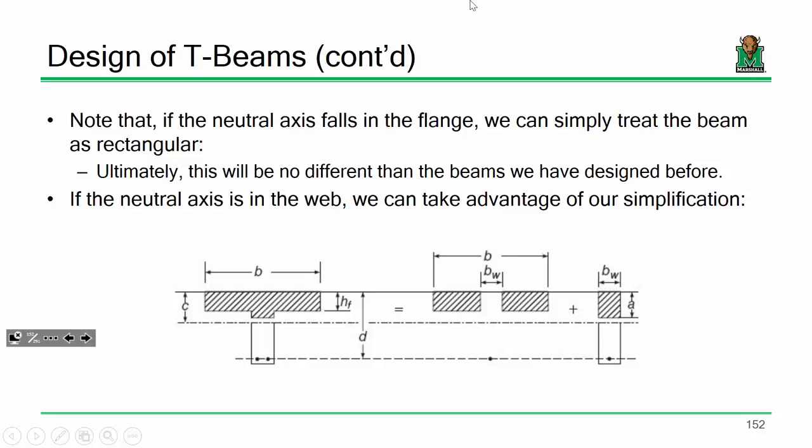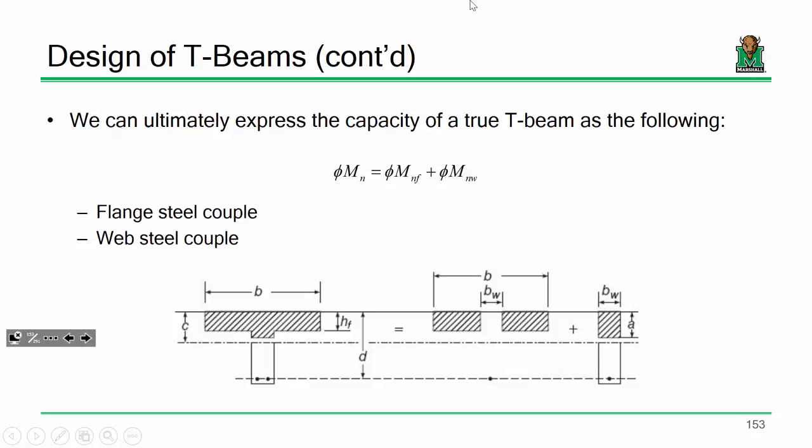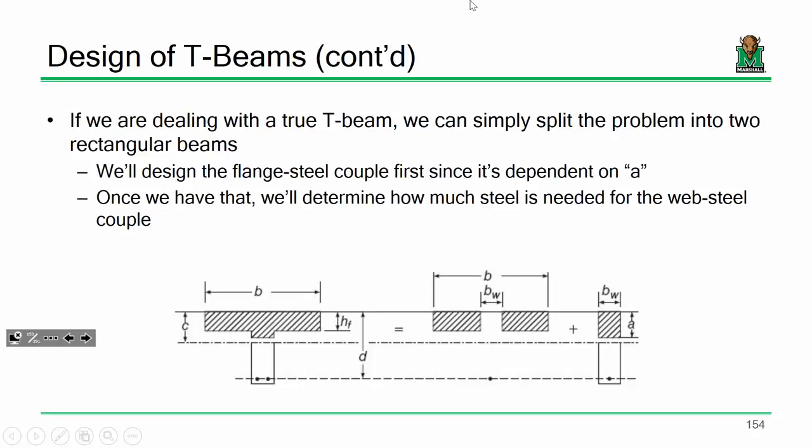Everybody good? Okay. Now, I propose, just keep it simple, that the moment capacity of a true T-beam is the moment capacity of the flange couple and the moment capacity of the web couple added up. Sound good? Now, notice how I got a phi value on each of those: phi Mn, phi Mnf, phi Mnw. Everybody okay with that? Another thing I'm going to do, like I said before, is start off with the flange couple and then go back and back calculate what's going to go on the web couple. And the big reason is because of A.